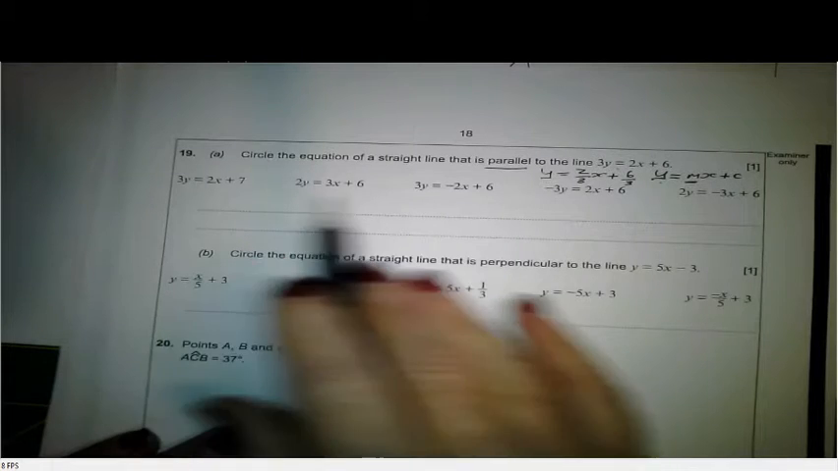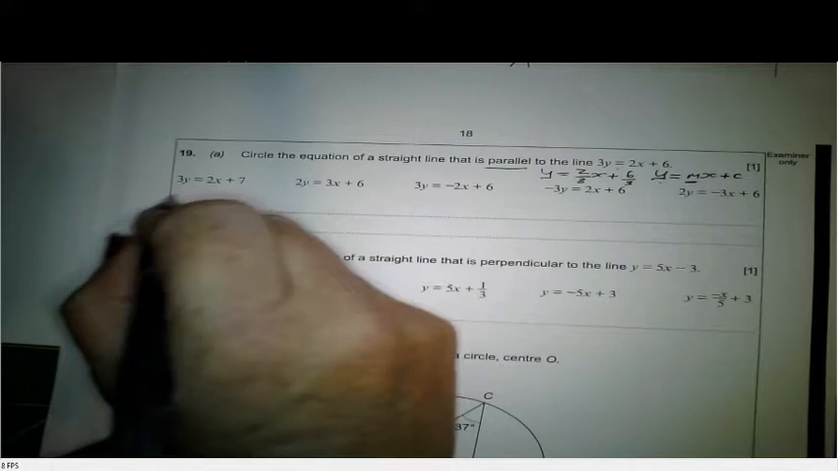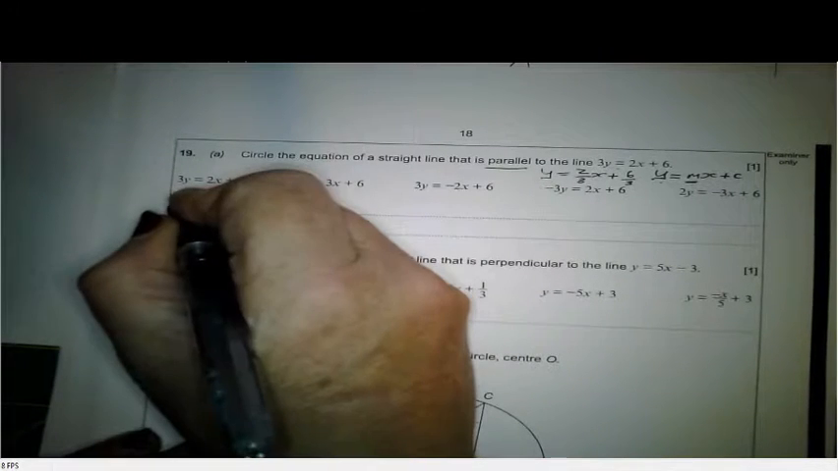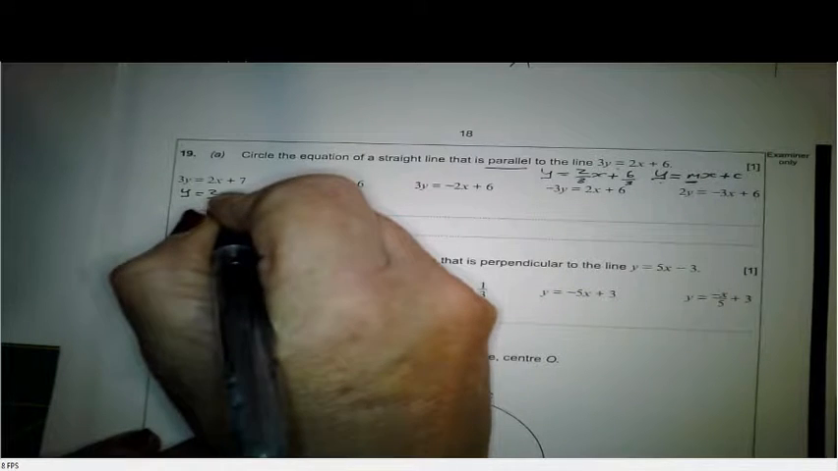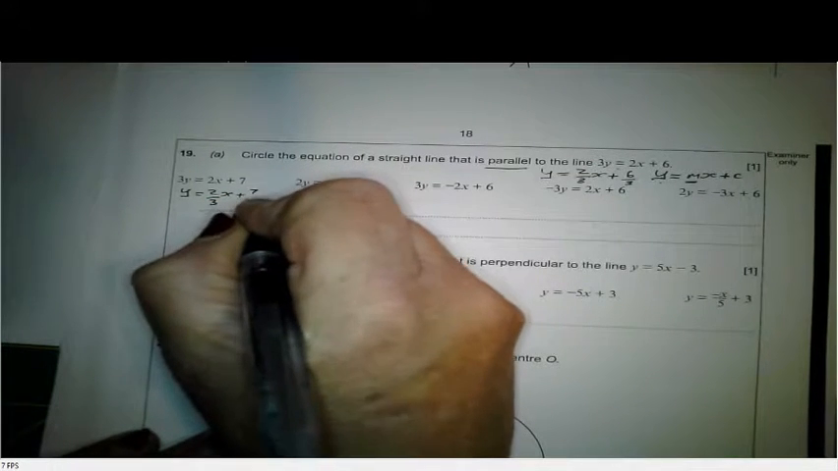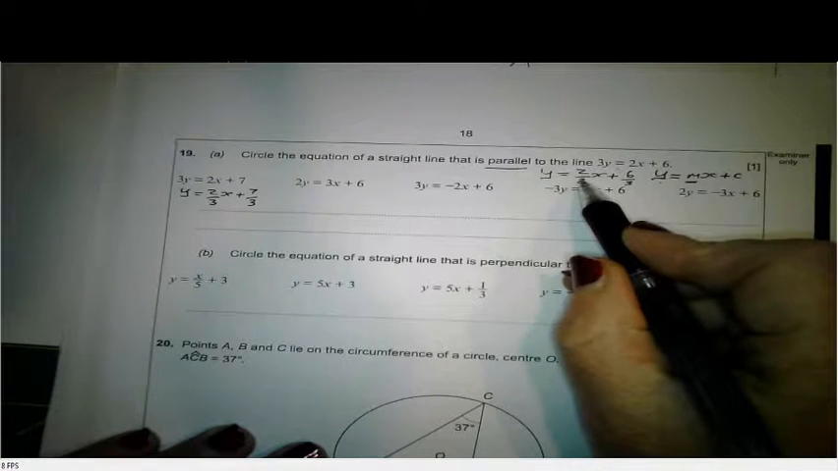So then I'm going to look at each of these equations down here, rearrange them to get y on its own, and see which one has the gradient 2 over 3. Let's try this first one. To get y on its own, divide both sides by 3. So y is equal to 2 over 3x plus 7 over 3. Now straight away, I can see that the gradient is the same, so that's a definite contender. Let me see if there's any more.